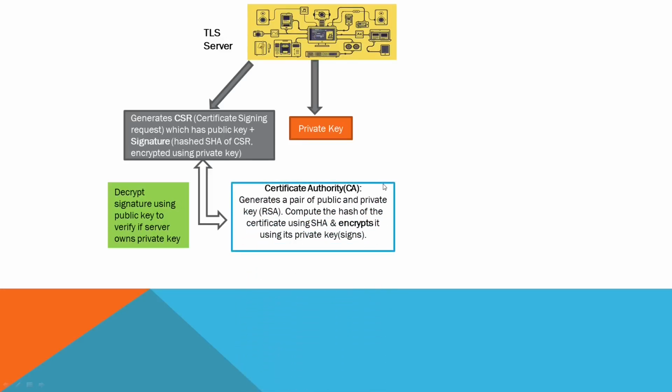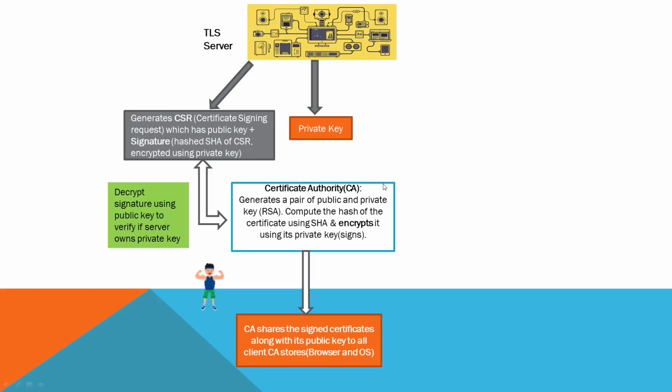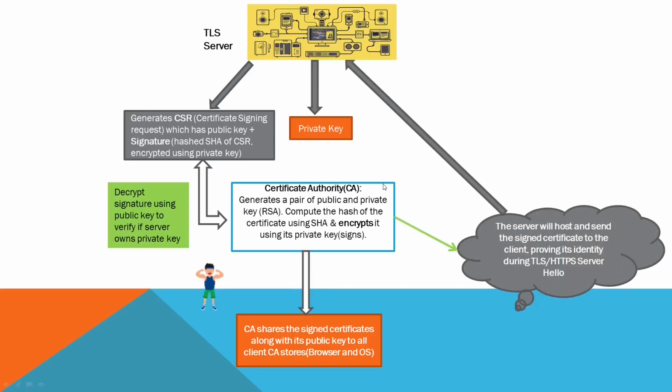Now the certificate authority will generate its own pair of public and private keys, compute the hash of the certificate using SHA, and encrypt it using the private key, which is known as signing of the certificate by the certificate authority. This signed certificate will be shared to all the clients' CA stores. The certificate will be used by the server and sent to the client to prove its authenticity during the TLS HTTPS handshake.